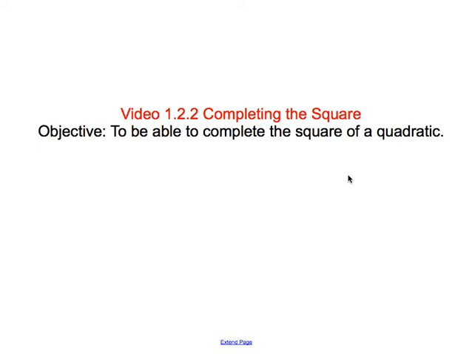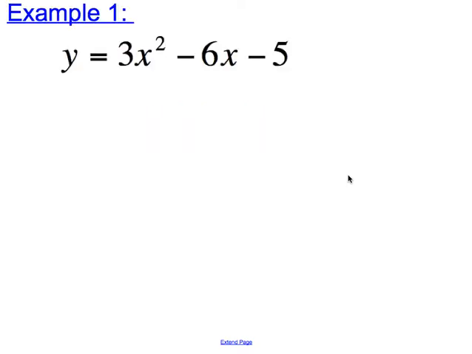So the first example, y equals 3x squared minus 6x minus 5. And this example is different because of the fact that you have a 3 in front of the x squared. And so our first step that we're going to add in is that our first goal is to factor out the 3. So we're going to start by rewriting this as 3 times x squared minus 2x minus 5.